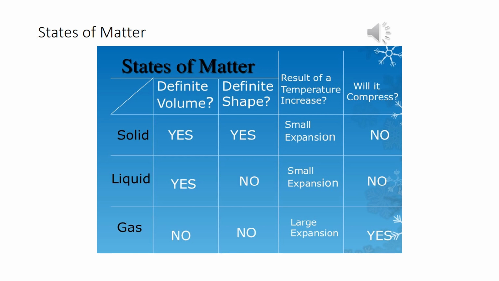Now the turn is of gas. Does gas have a definite volume? No, gas will not have a definite volume. Gas also does not have a definite shape. Result of temperature increase, large expansion. That means in comparison to solid and liquid, gases expand more violently. Will it compress? Yes, we can compress it. The example is an inflated balloon. If you compress it by hand, it can compress. So the gas will compress. The answer is yes.